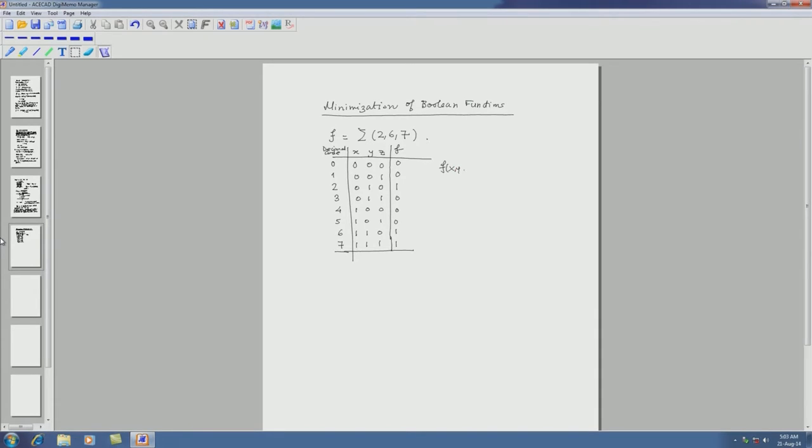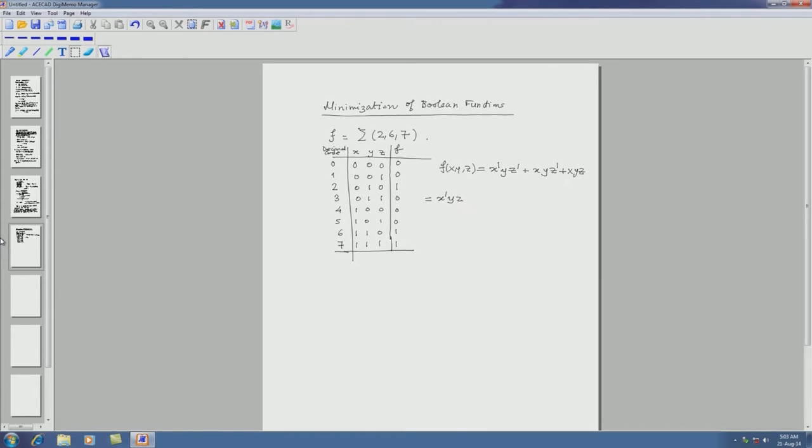So, I am going to write down f(x, y, z) as x complement y z complement plus x y z complement plus x y z. Now, a question occurs: can we write this in terms of something which is shorter than this?